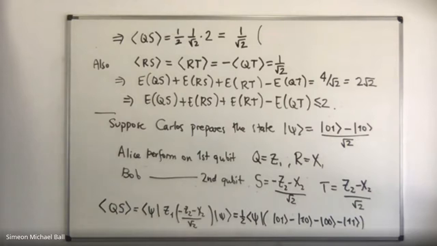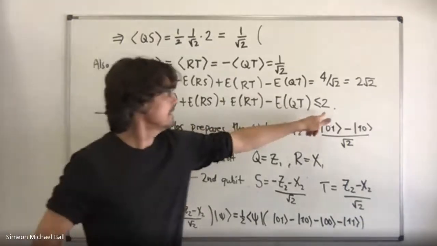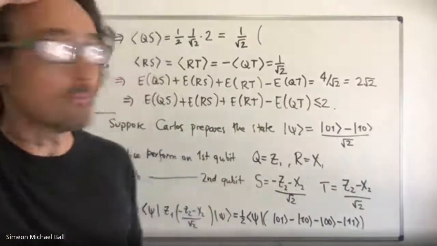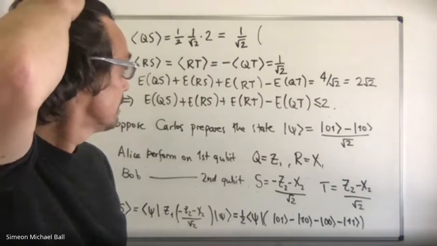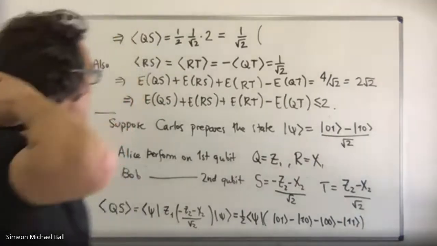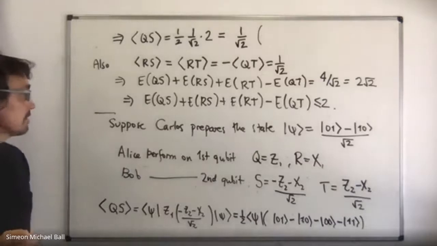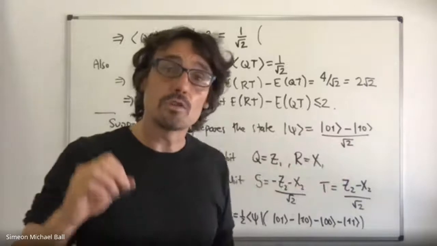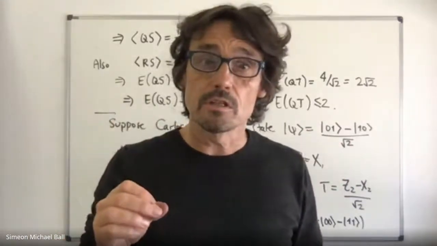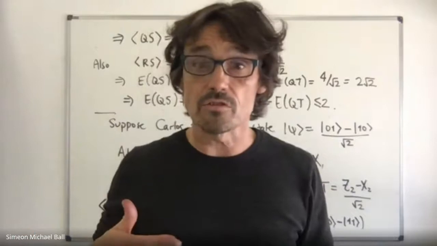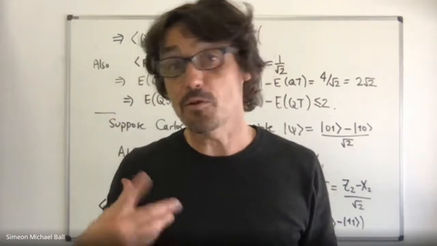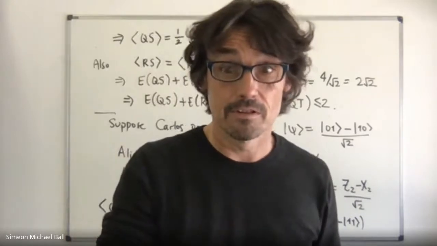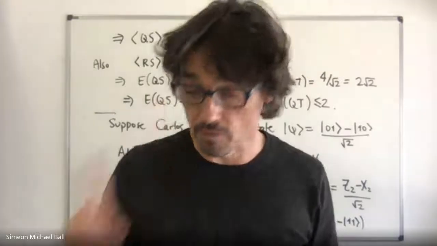Now, clearly something has gone wrong, because we just proved that this expectation is at most 2, and now we've proved that it's 2 times the square root of 2. The reason is that we made some assumptions when we proved this bound. One of the assumptions we implicitly made was that, for example, Alice's measurement does not affect Bob's measurement, which is kind of logical because you don't think it does. But of course, in quantum mechanics, it does, as we've already seen many times. Okay, so that's one thing that's wrong.